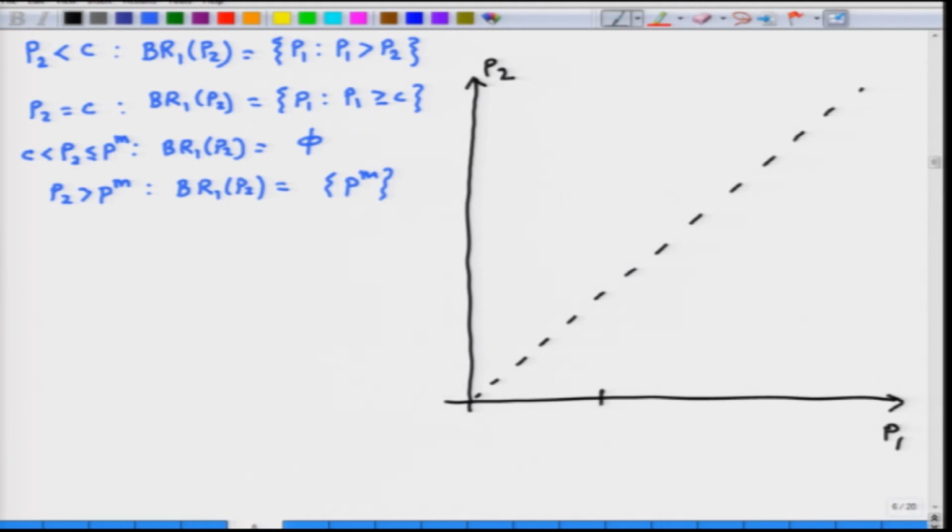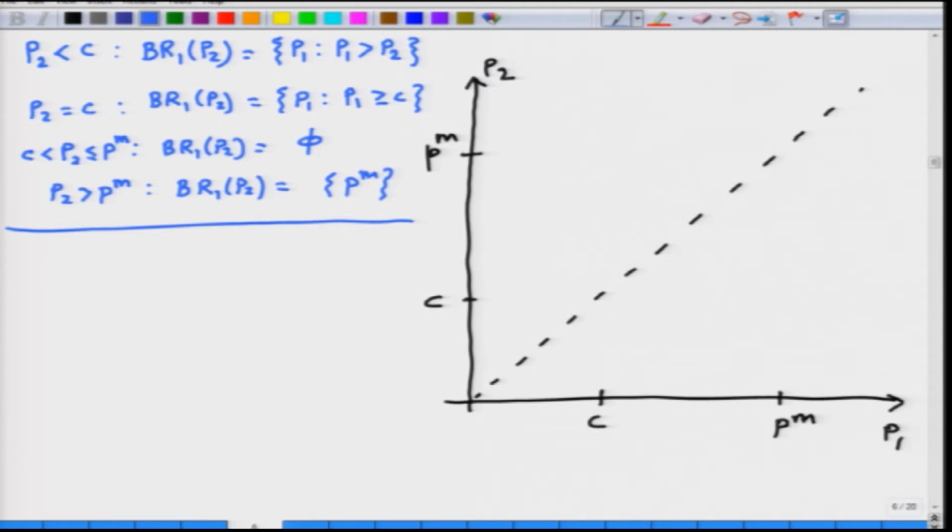So, I have C here, I have Pm, I have C and I have P, right. Before we do that, let us also write down the best response function for firm 2. We would do a process similar to what we did for firm 1.